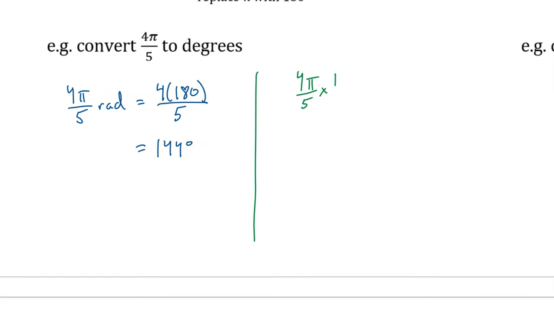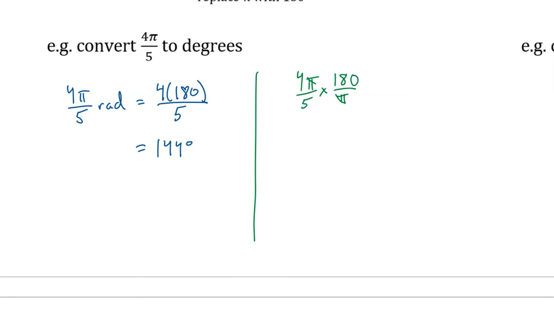there is a worksheet on it. What we're actually doing is multiplying by 180 over pi. That's the conversion factor. And the pi's divide to 1. And we end up with 4 times 180 divided by 5. So that's actually what we're doing. So if you had to convert a radian that didn't have pi in it to degrees, you would just multiply by 180 over pi.